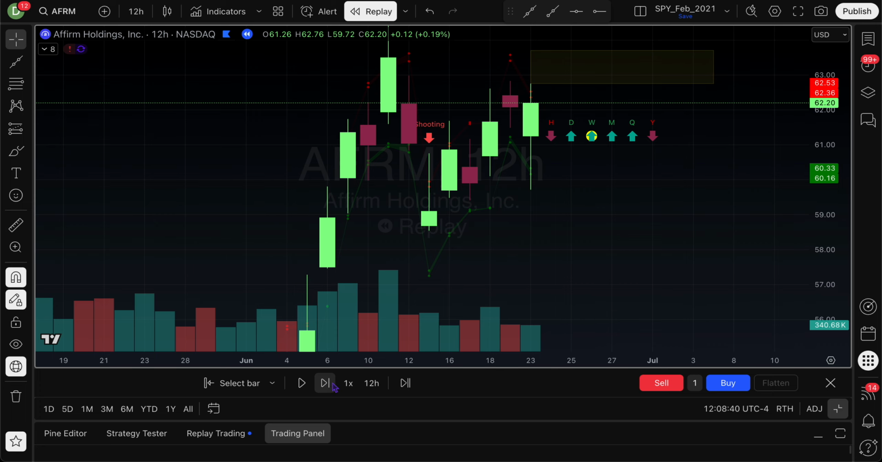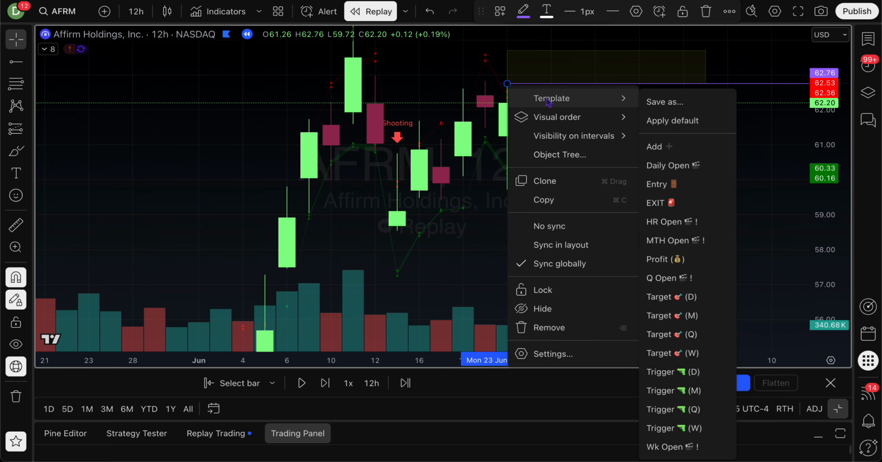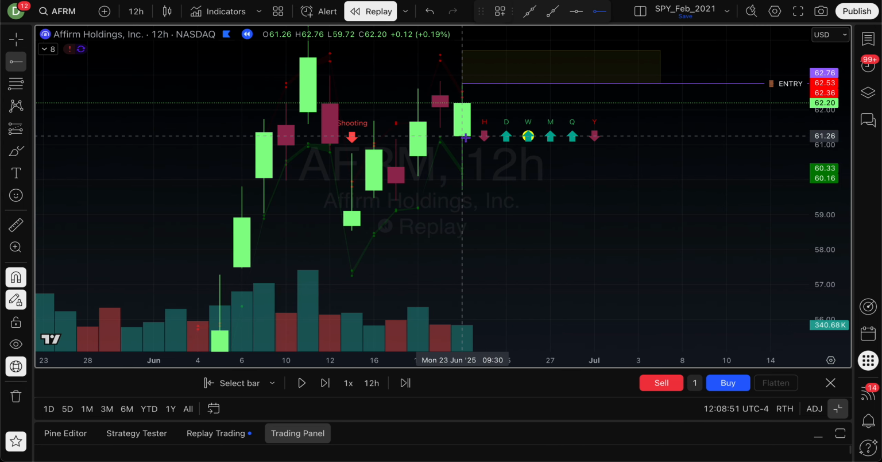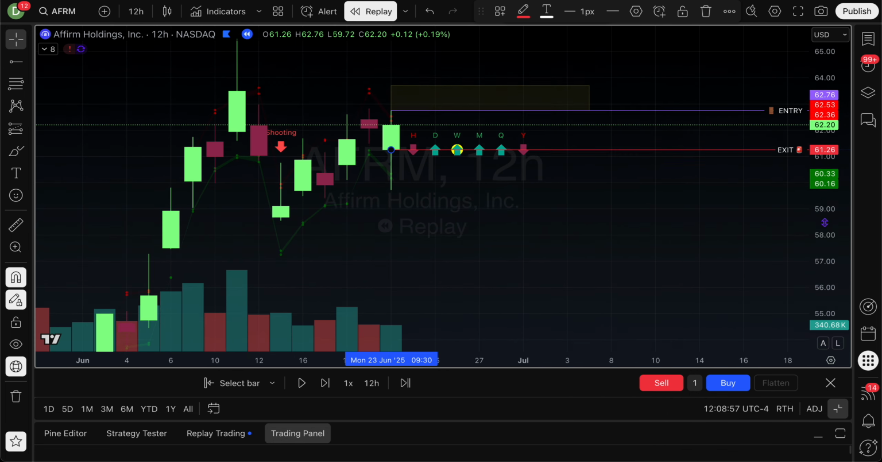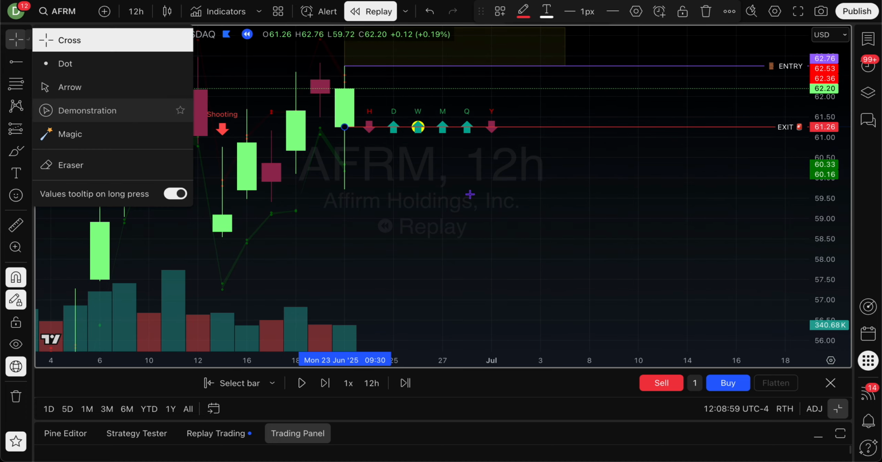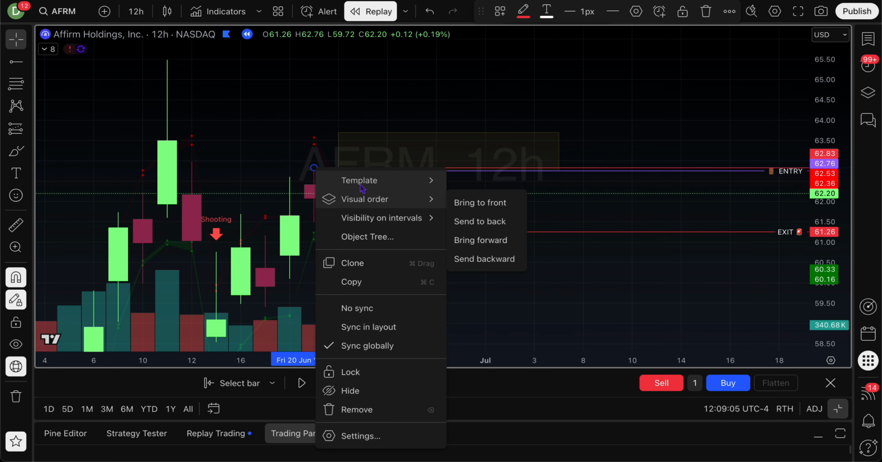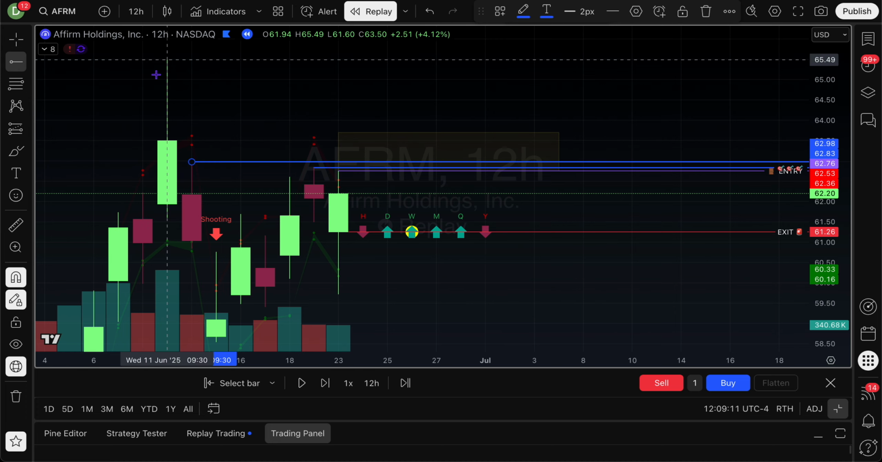And then when you see something that you think is an actionable signal, then draw out your lines, right? So if I have a failed 2 down, entry, right? Exit. And then where are my targets? My targets would be here, right? My target would be here and here, right? We can see those. So when you see something that you think is an actual signal, draw it and then just move forward, right?